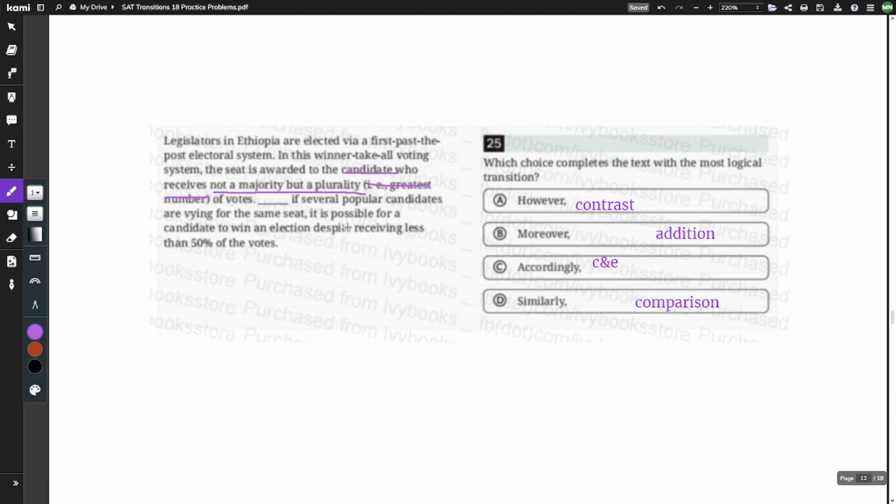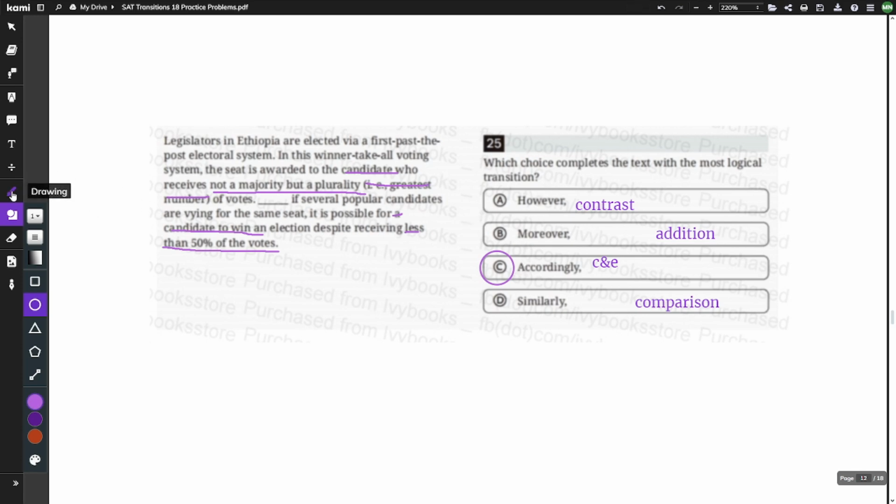And then right here it says that a candidate can win even if they have less than 50% of the votes. So this one, once again, you don't need a majority to win, and this one you can win if you don't have majority. It's literally just saying the exact same thing. So this would be restatement. But if we look here, there's no restatement. But cause and effect would also make sense. It's saying that you don't need a majority, and it's then saying that you can win if you don't have majority. Cause and effect would make sense here.